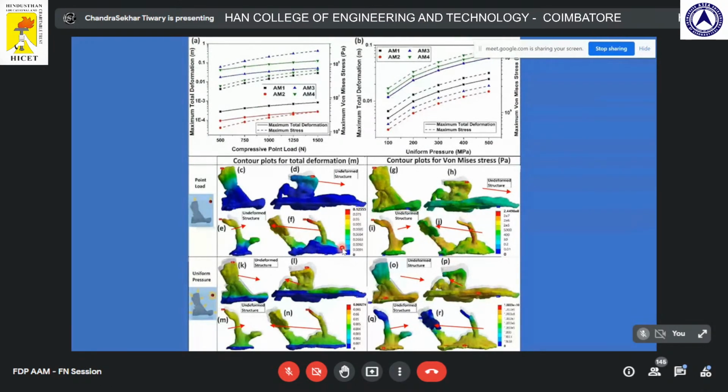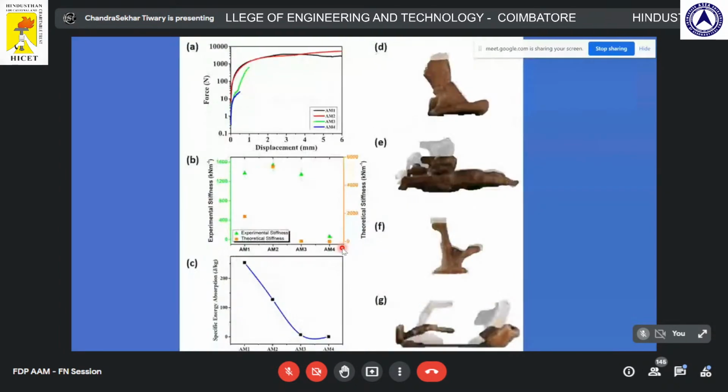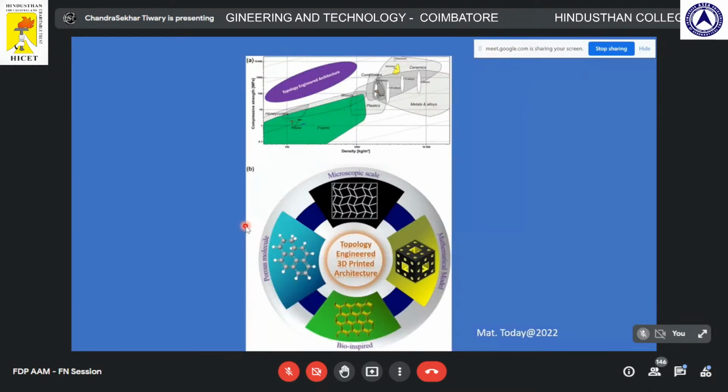So with this, we are able to perform experiments as well and try to replicate the same thing. We have done the point load and the uniform stress, and we can clearly see exactly the same thing that we observed in simulation. We also observe that, depending on topology and morphology, it can absorb a lot of energy before it breaks. We do see a good agreement between theory and experiment, and the rest of it is in the paper already.